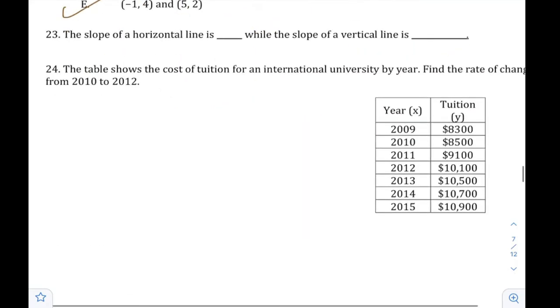The slope of a horizontal line is 0. We all know that now. The vertical line has undefined slope, and it is usually by dividing any number by 0. If you apply the formula, you will find 0 in the denominator.